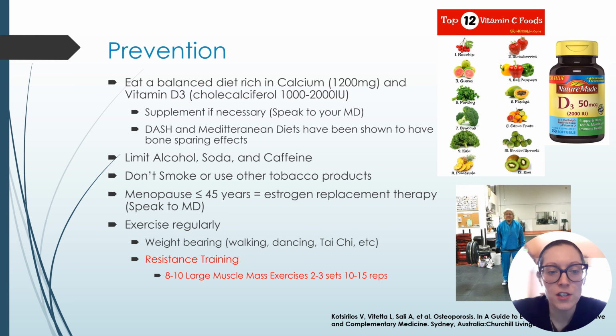If you're following DASH and Mediterranean-style diets that are low in sodium and high in whole grains, fruits, vegetables, and low in fats, we know that these 2 types of diets have been shown to have bone-sparing effects. Important to reduce or limit alcohol, soda, and caffeine consumption. And extremely important that you're not using tobacco products or smoking. If you are still smoking and have the desire to move towards quitting, fortunately we have those resources here that will help you to reach your quit date while you're here in the program.